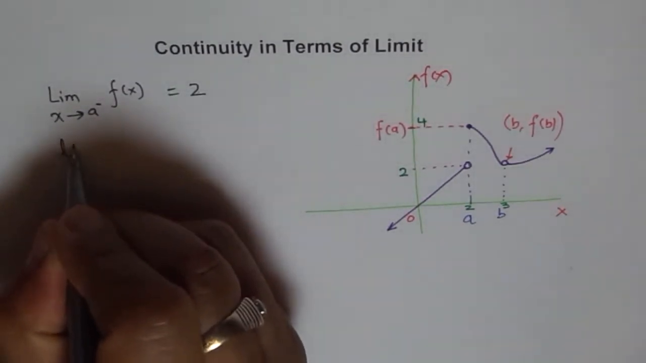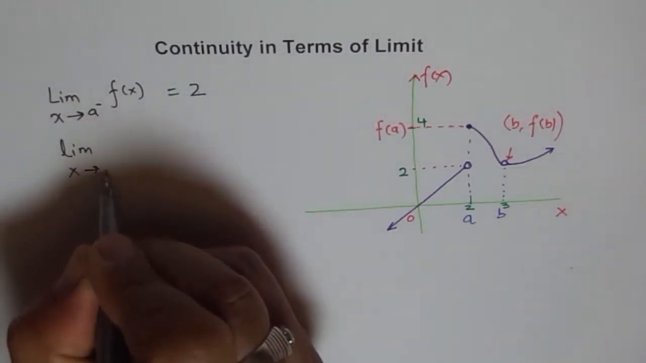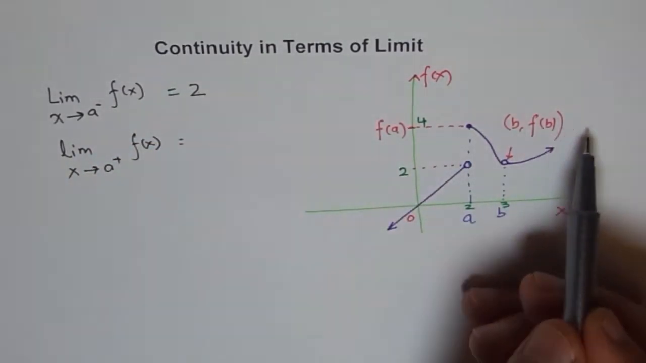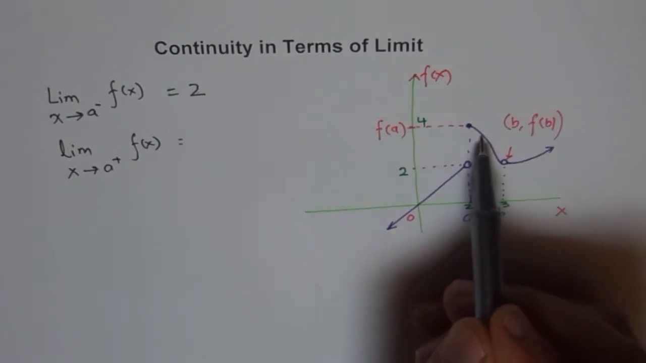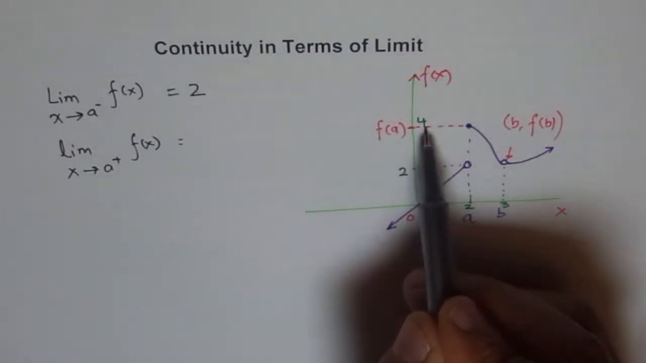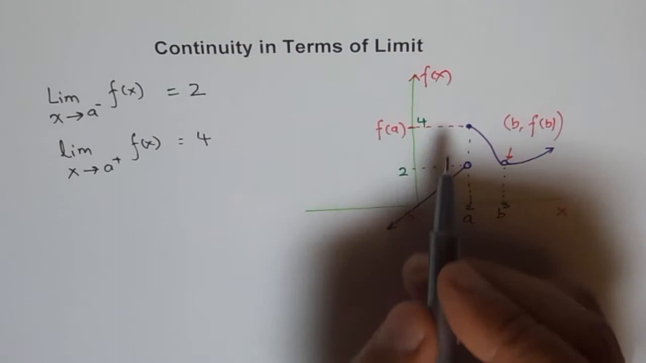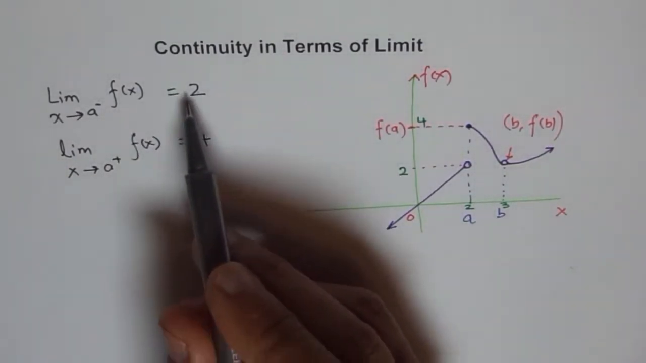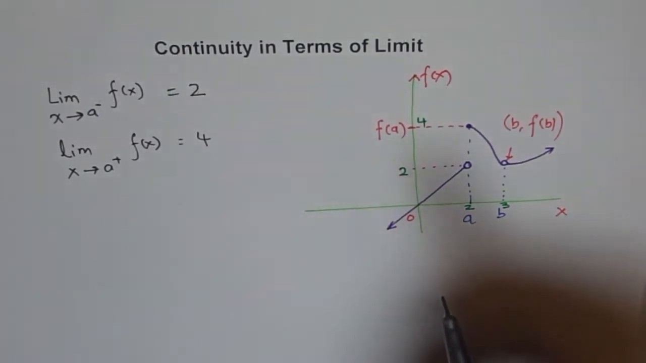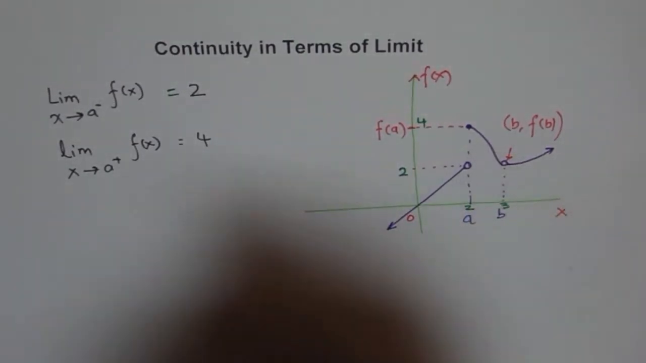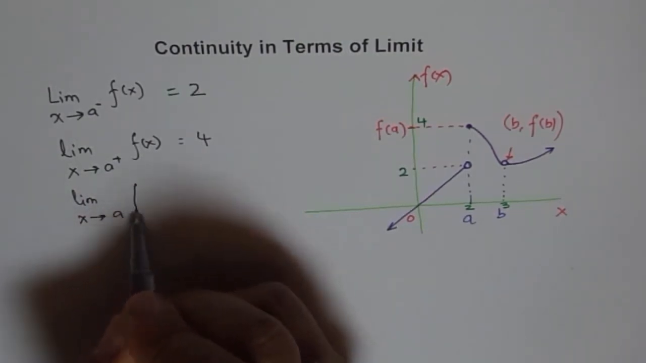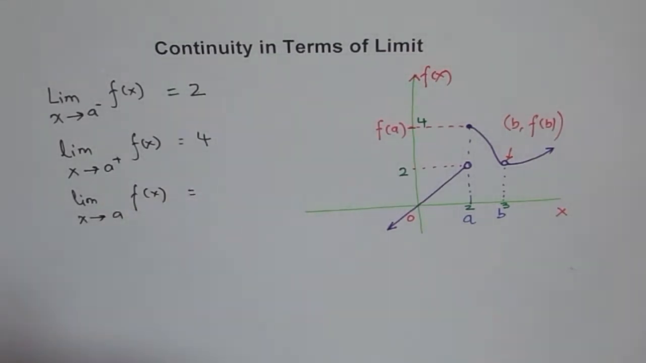How about the limit of this function as we approach a from the positive side? From the positive side, if you come from here, you are approaching the value f of a, which is 4, right? So from the graph, it is equal to 4, correct? Now, since these two limits are not the same, that means the function is discontinuous, one thing, right? More than that, now if I ask you what is the limit of the function as x approaches a, what is the limit of this function as x approaches a?